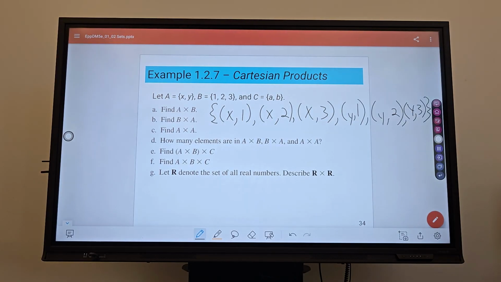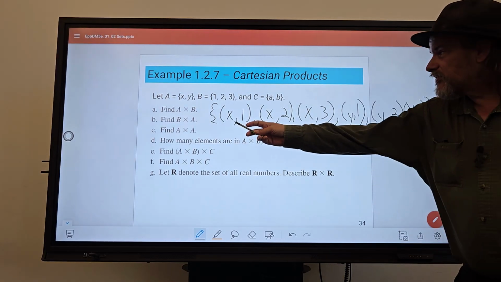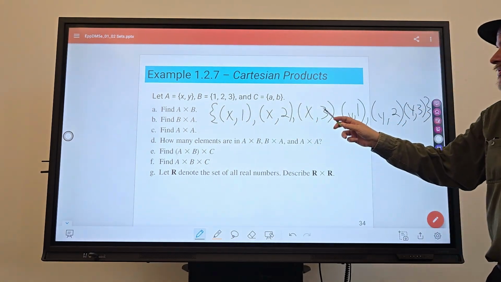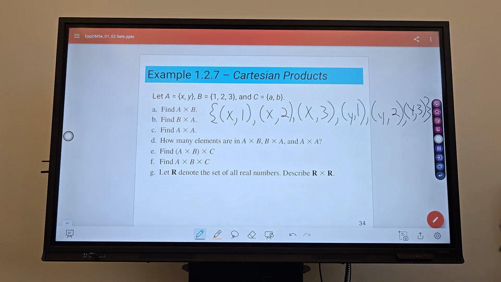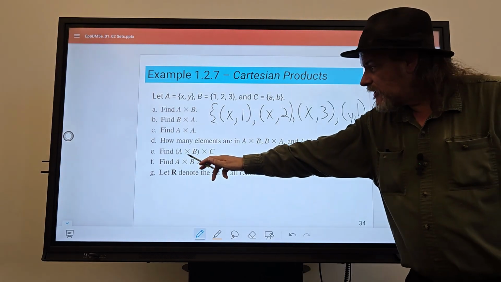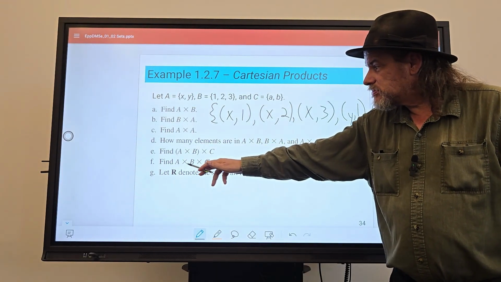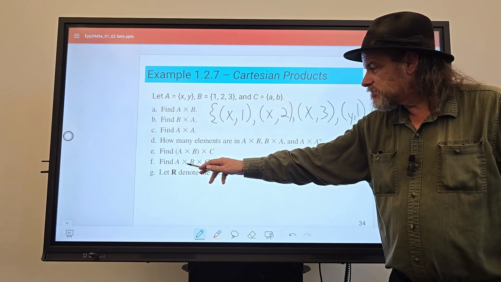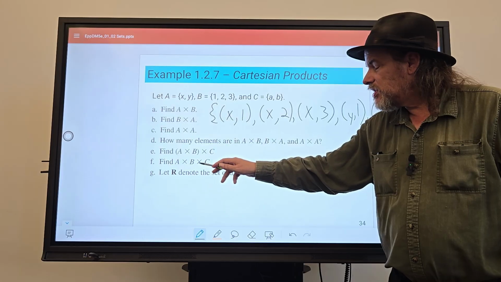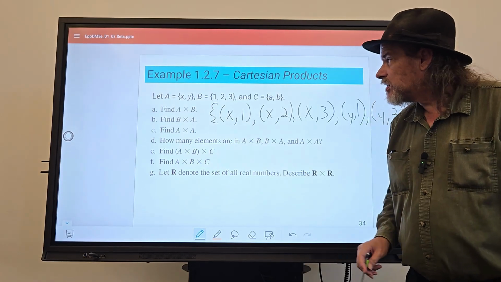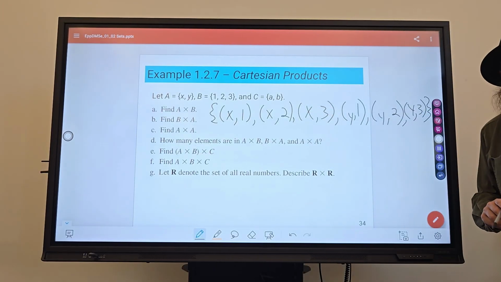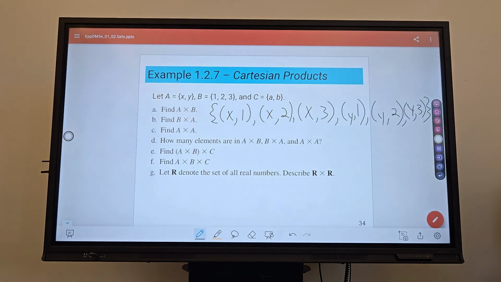But yeah, there's going to be 6 elements because 2 times 3 is 6. So 1, 2, 3, 4, 5, 6, and you get down here to a Cartesian product with B, Cartesian product with C. It's going to be 2 times 3 times 2. So it's going to be 12 elements.